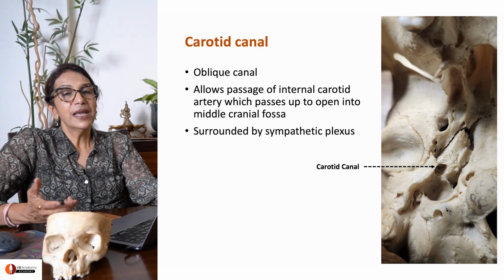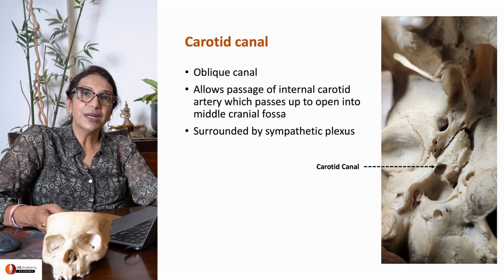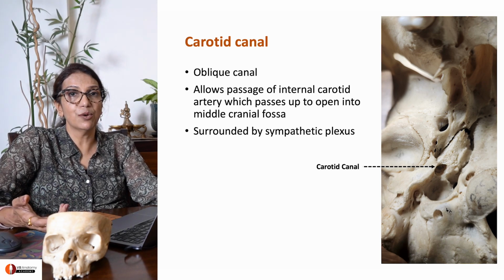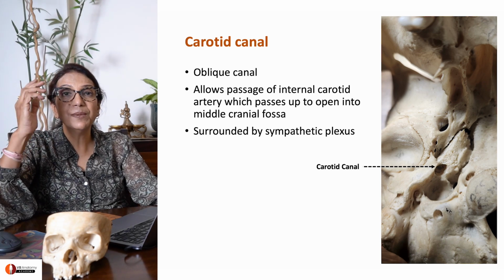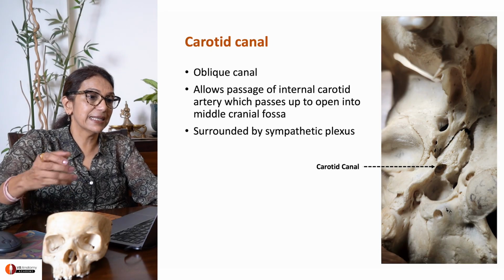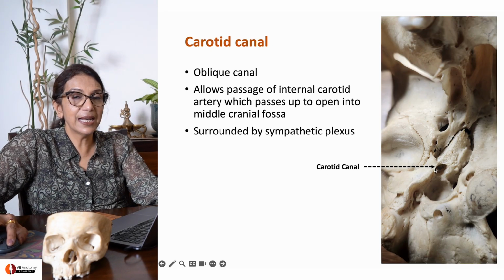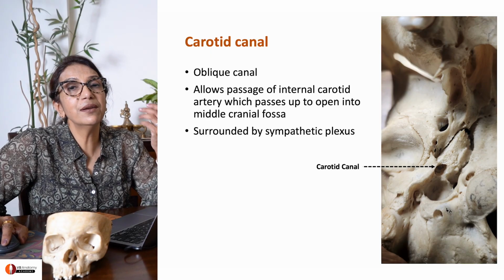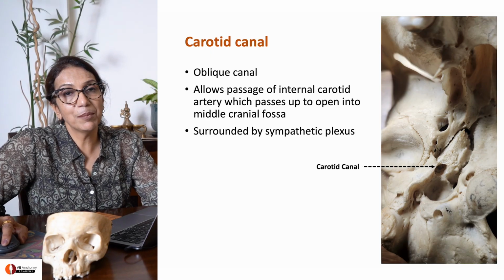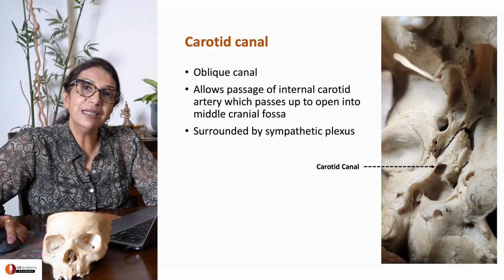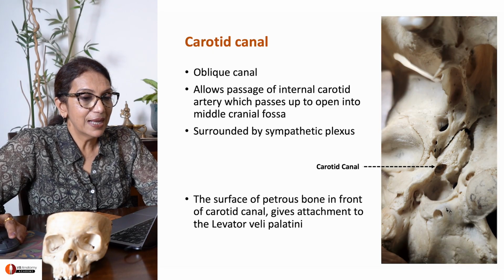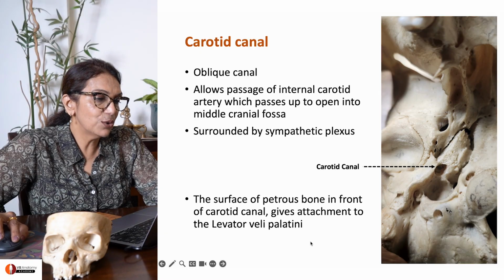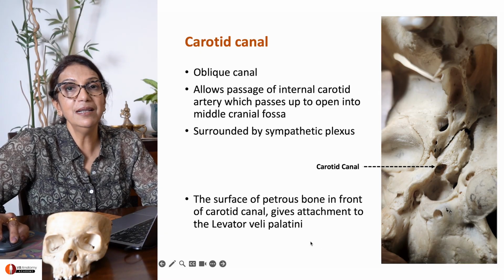Carotid canal, what must be passing through it? Of course, the internal carotid artery along with the sympathetic plexus surrounding it. If it's an artery, it has to be surrounded by sympathetic plexus. So that's the carotid canal. Passing through it is the internal carotid artery, which goes on to enter inside the cranium and supply much of the brain, along with sympathetic plexus around it. And this bit of bone in front of carotid canal gives attachment to levator veli palatini muscle, a muscle of your soft palate.